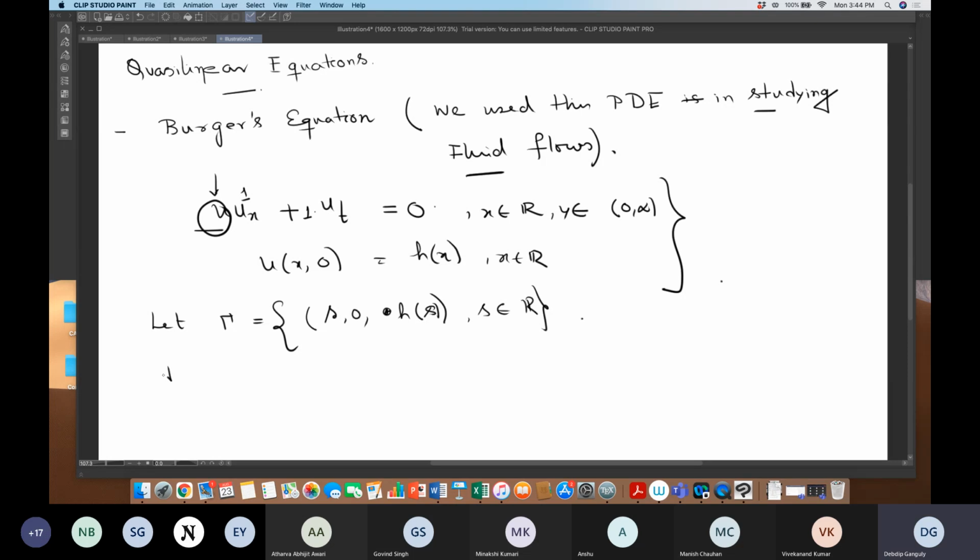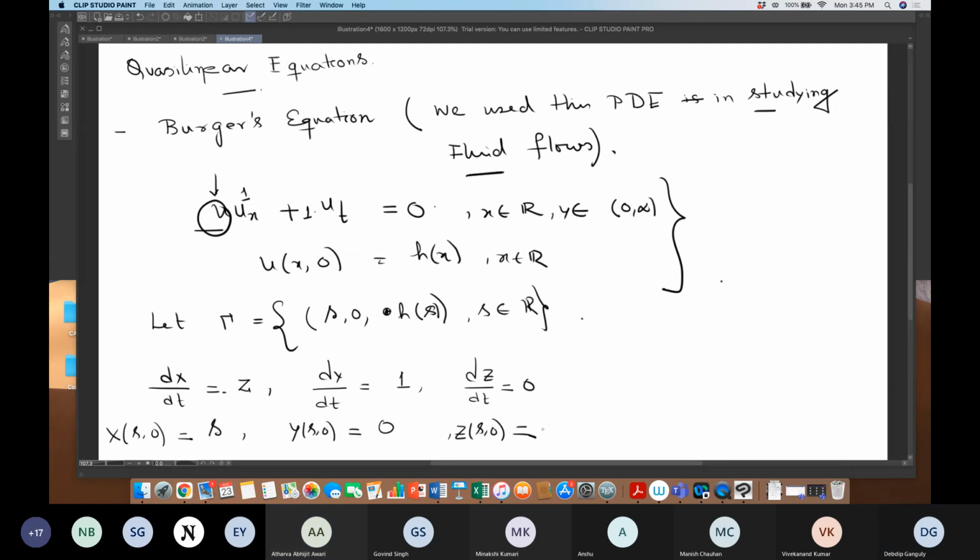What are the characteristic equations? What will be dx by dt? z. Very good. What is dy by dt? 1. What is dz by dt? 0. What is the initial condition x at s, 0? s. Good. y at s, 0? 0. z at s, 0? h of s. Now tell me, what is the solution?